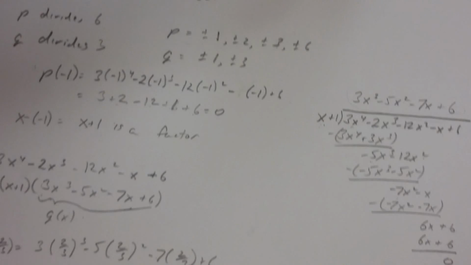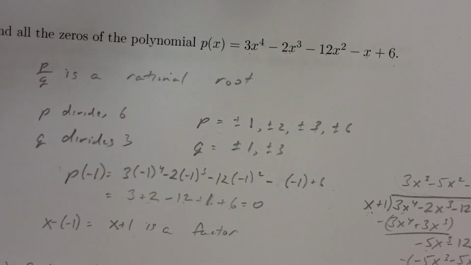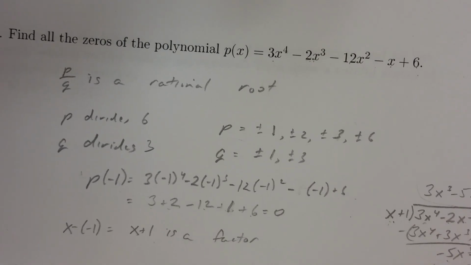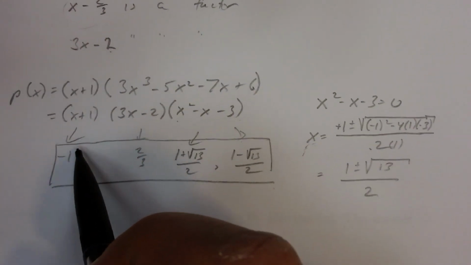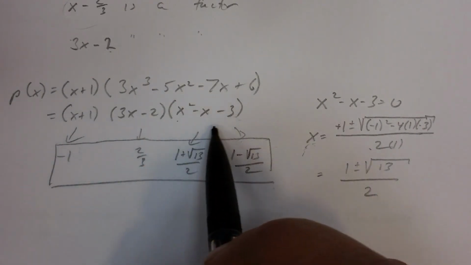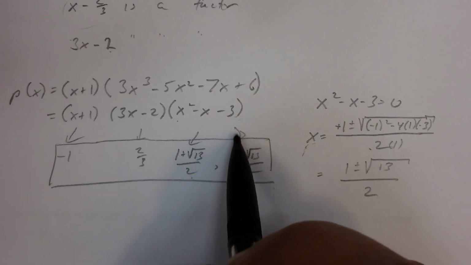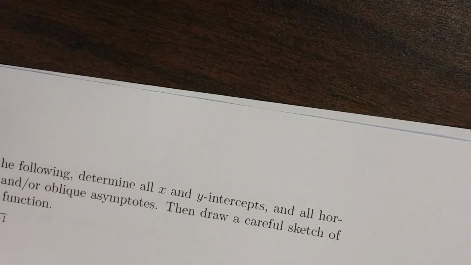And I think that's what we were asked for in the problem. Find all the zeros of the polynomial, and we seem to have them on the page now. So again, this one gives us the minus 1. This one gives us 2/3. This one gives us 1 plus root 13 over 2, 1 minus root 13 over 2, and we're done. Let's move on to question 3.